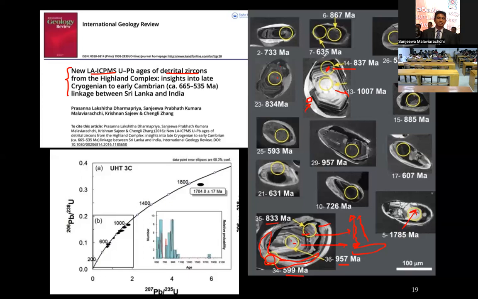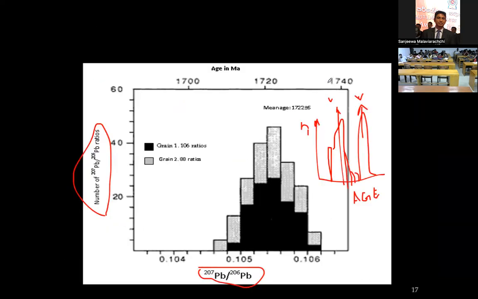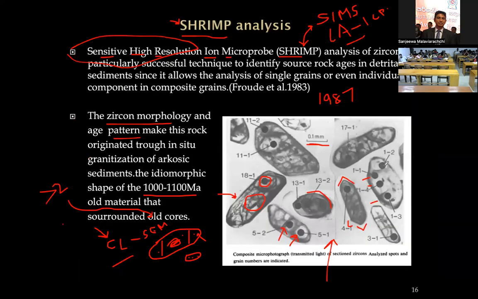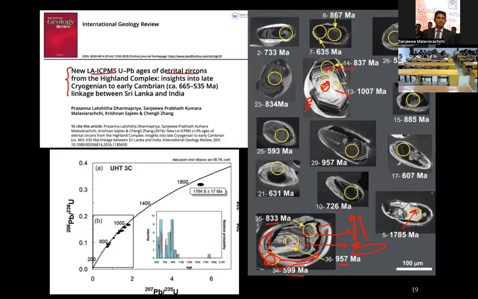But this CL imaging, cathodoluminescent imaging, is taken before the analysis, right? Therefore, you don't see that physical spot which you saw here. These grains are after analysis, they have taken images. But CL imaging has to be done before the analysis to identify which areas of the grain we should select. Therefore you don't see these spots.